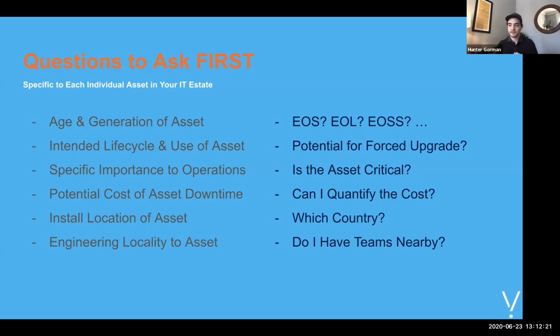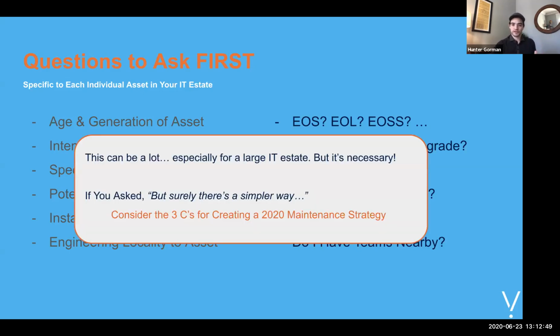And we'll get into those 3 C's here in a little bit. But again, this is what we're looking for. Are these things end of sale, end of life, last day of support? Is there a potential for forced upgrade if we go OEM, or if we go third party? There's not going to be. Is the asset critical? Can I quantify the cost of that downtime? Which country is it in, and do I have teams nearby? Pretty straightforward, but these are very, very good starting points when you're starting to craft your maintenance strategy and as your renewals come up for 2020.